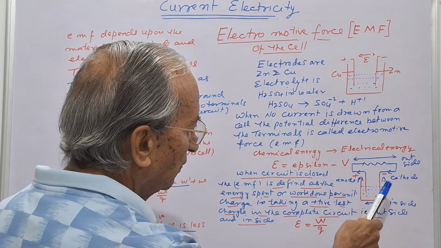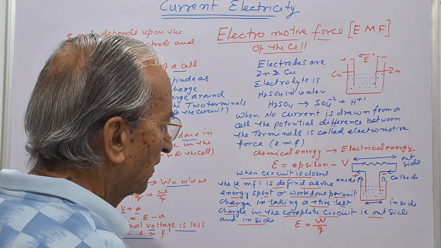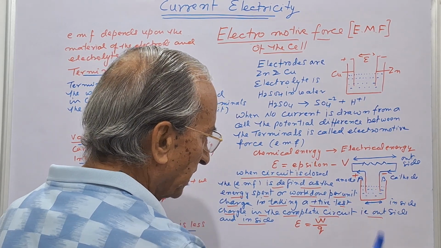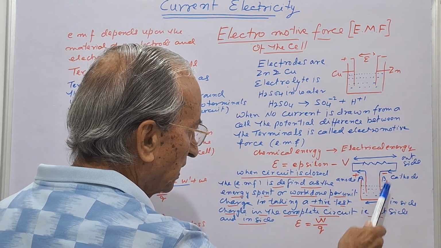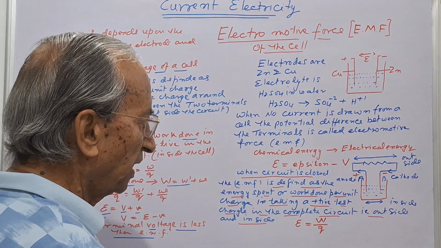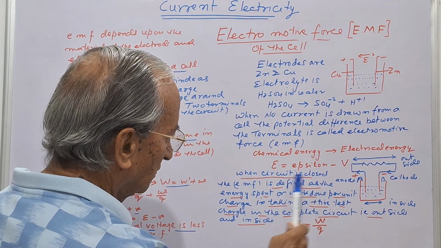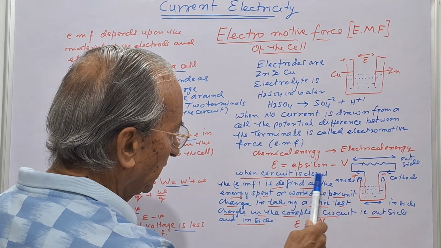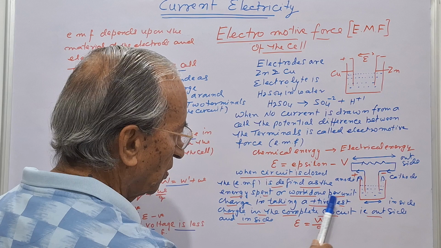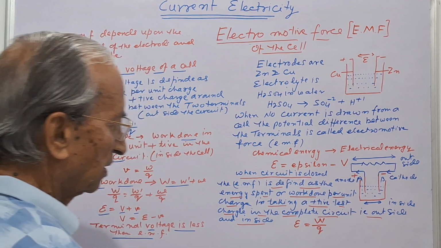Again listen, when an appliance or a conductor is taken in the circuit of the cell, the total circuit of the cell is the outside circuit and the inside circuit. Outside circuit means the appliance, and inside circuit means where the charge flows inside the cell. So when the circuit is closed, the EMF is defined as the energy spent or work done per unit charge in taking a positive test charge around the complete circuit, outside and inside.